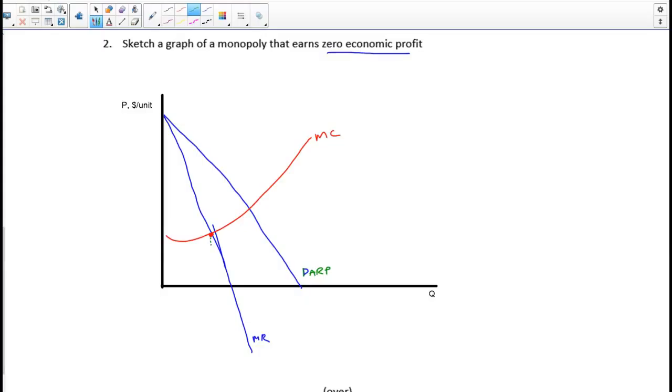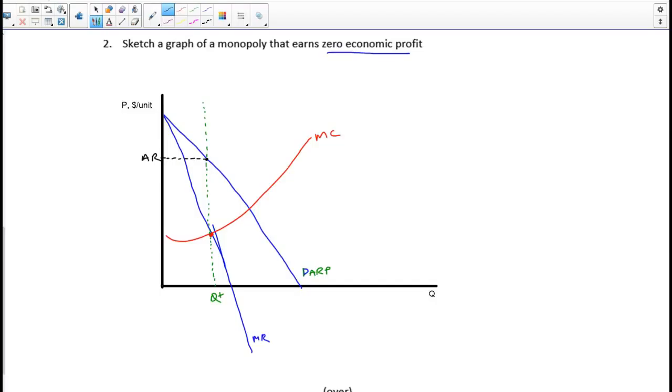I'm going to trace down a Q star where I know that has to be. And just to help ourselves, I'm going to draw Q star going all the way up, because I know I have to produce along that line. I need to find average revenue. That's the DARP curve. So average revenue is going to be right there when I produce at Q star. I'll write that AR.